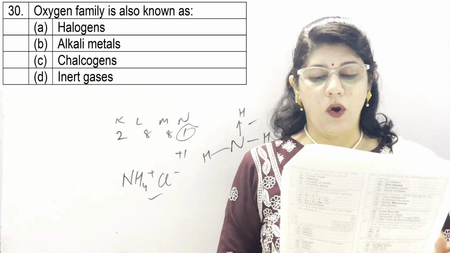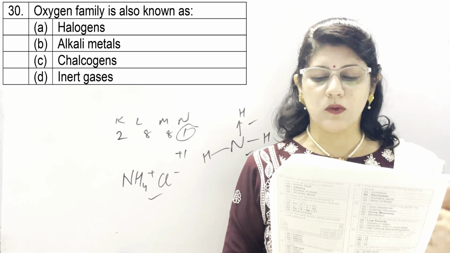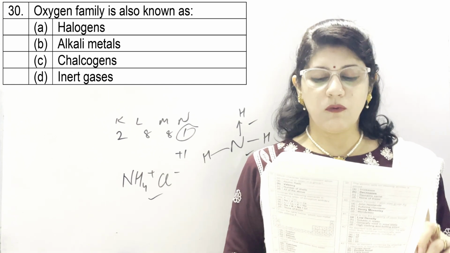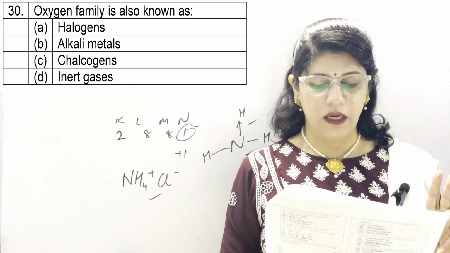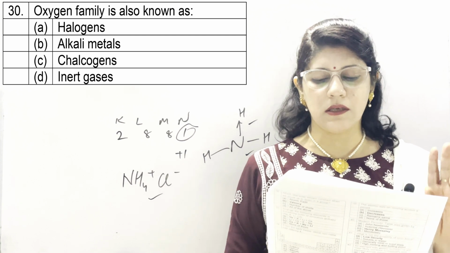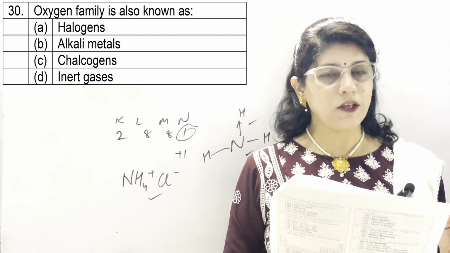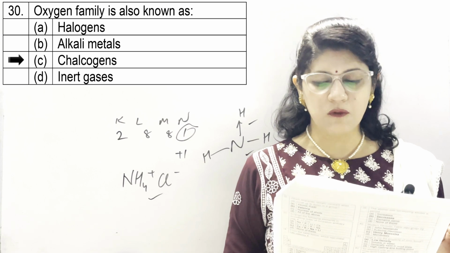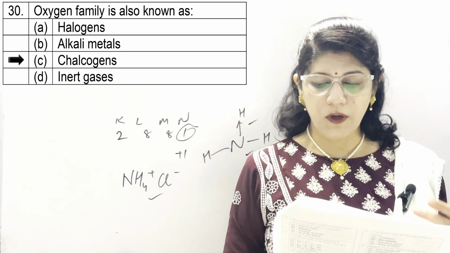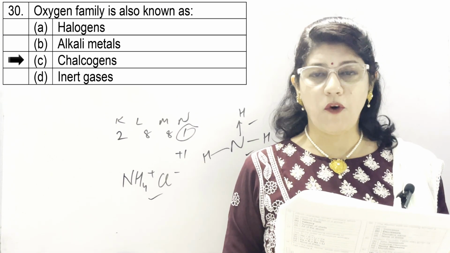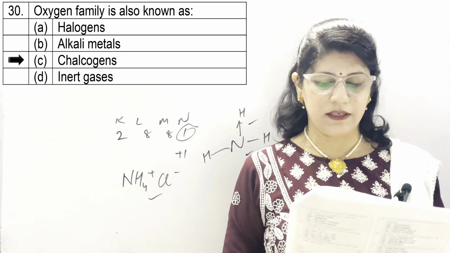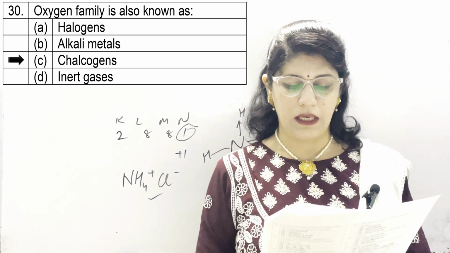Question number 30. Oxygen family is also known as, option 1 is halogens, B is alkali metals, C is chalcogens, and D is inert gases. So the correct option is C, it means chalcogens, because most of the copper ores have copper in the form of oxides and sulfides in them. So the correct option is C.